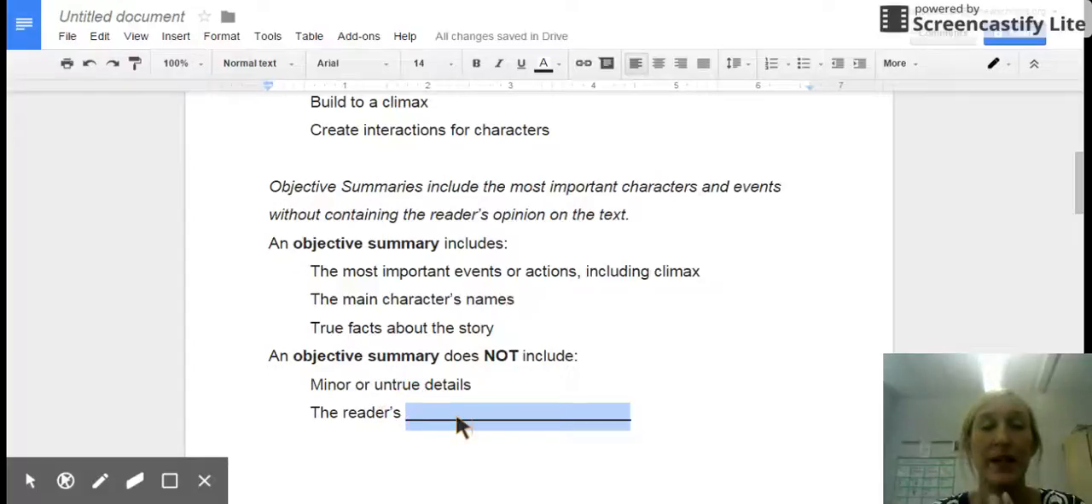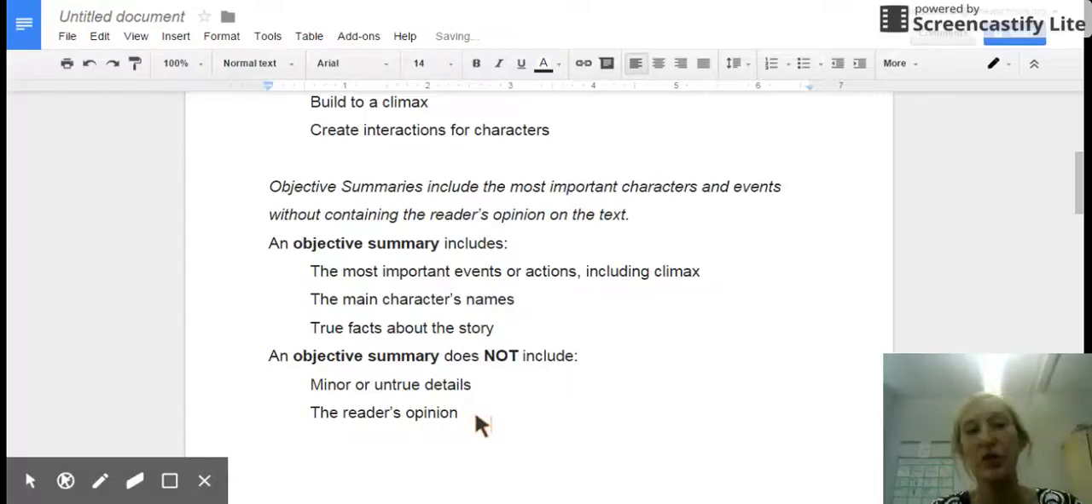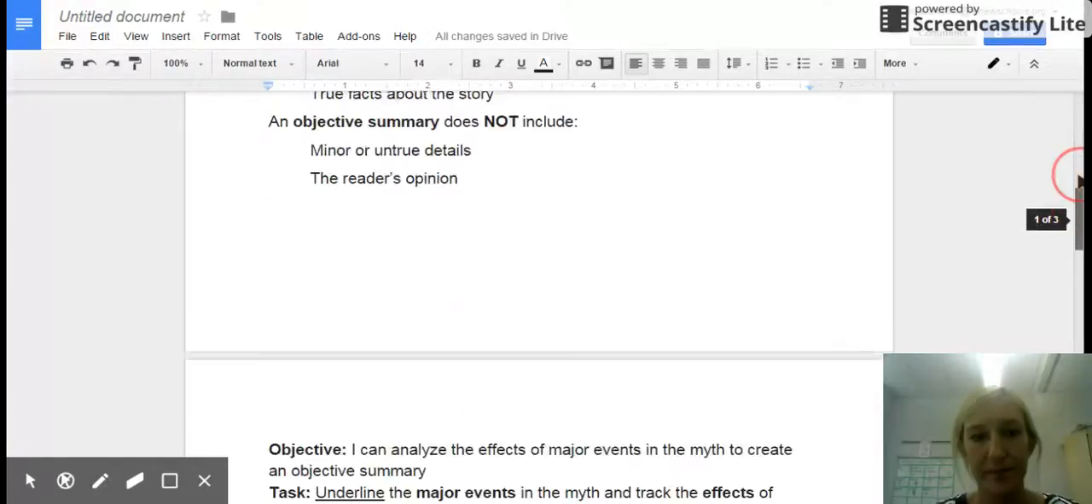Oftentimes, you'll see that details in the story that they give in an objective summary actually aren't even true. So you can eliminate those answers right away, or the reader's opinion. So not any opinions on characters. It can include how the character feels or things that we would definitely take away. If somebody dies and that's called tragic, that's okay. But calling a character silly or funny, usually we're not going to include that in an objective summary.